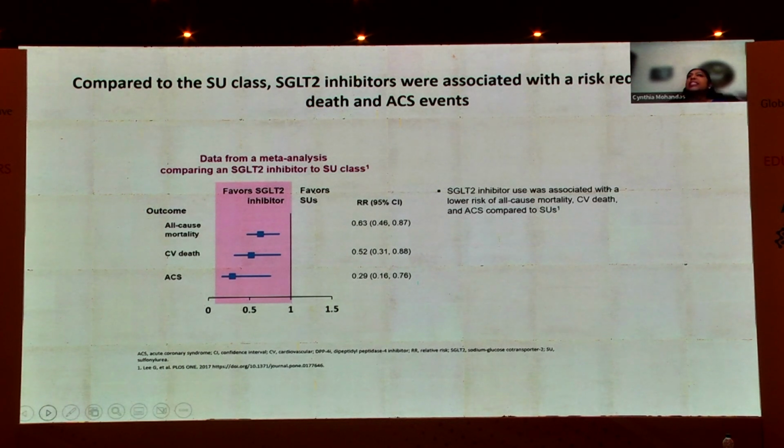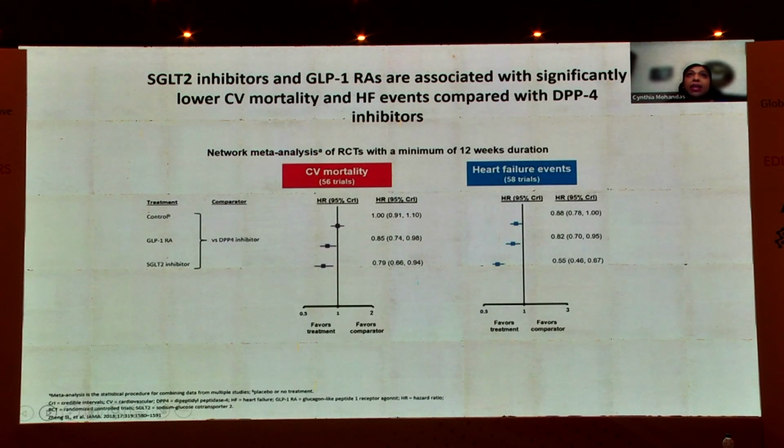So what is it compared to other drugs? Compared to sulfonylurea as a class, SGLT2 inhibitors were associated with a reduced risk in death and acute ACS events. And emerging evidence suggests that SGLT2 inhibitors and GLP-1 analogs are associated with significantly lower cardiovascular mortality and heart failure events compared with DPP-4 inhibitors. And that is what this forest plot clearly shows.